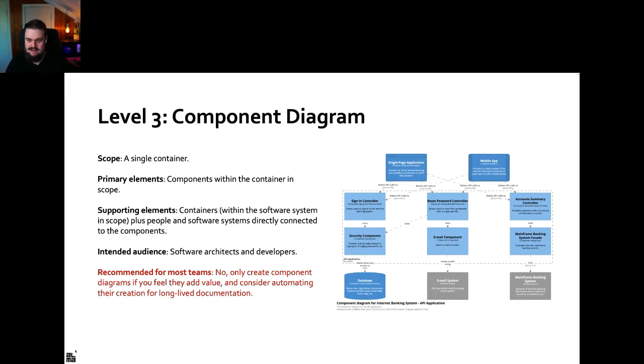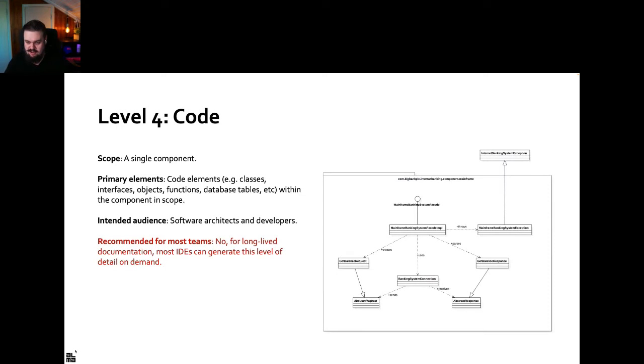Level 3 is a component diagram, showing how different specific components work together. This is not necessarily recommended for every team unless it provides specific value. And then level 4 is the code documentation. Again, I don't recommend doing this either.